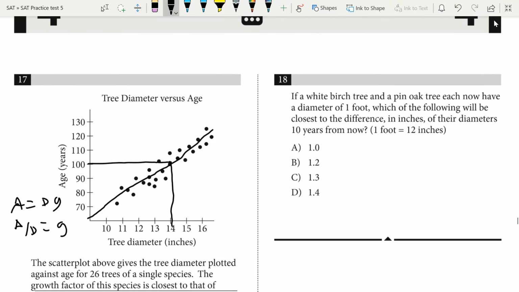All right, question 18. White birch tree, I'm going to represent that as WB, and a pin oak tree each now have a diameter of 1 foot. Which of the following will be closest to the difference in inches of their diameters 10 years from now? 1 foot's 12 inches. All right, so we're starting from the same place, right? Now their age, each of them is going to change by 10 years. So I'm just going to put in 10 because all we care about is the change. So now I got to go find their growth factors.